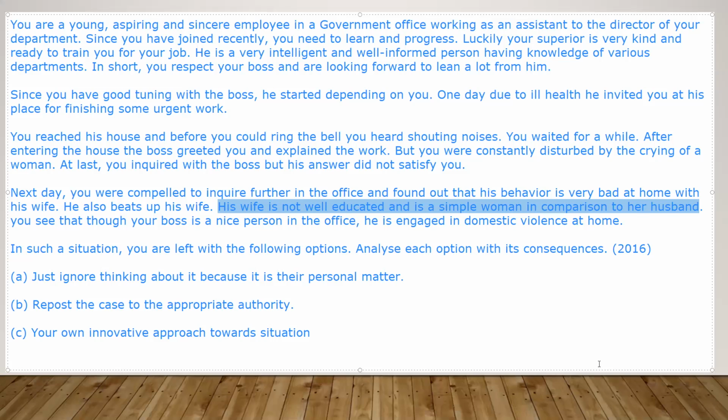So NGO is always better because there is a counseling part. The woman will get the counseling. Then NGOs will meet your boss and ask why you are doing all such things. NGO will threaten your boss that, look, we'll take legal action against you. So NGO is much better. I hope I have made myself clear. So that is step number 2, and then your answer becomes complete.